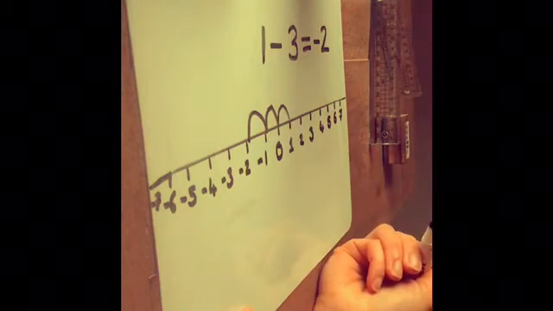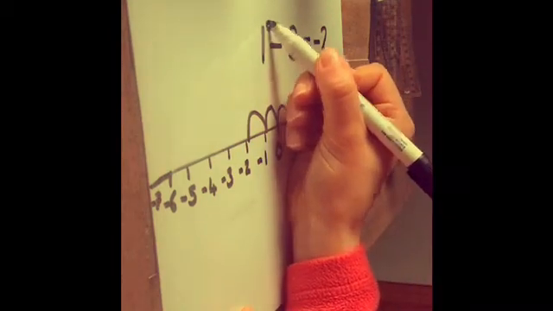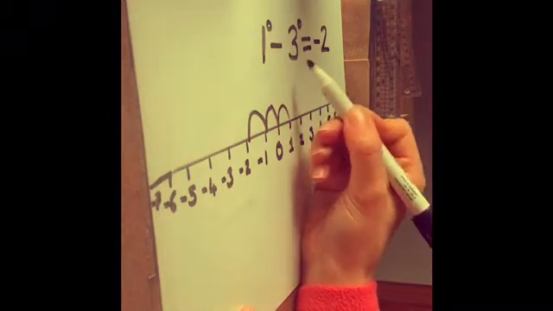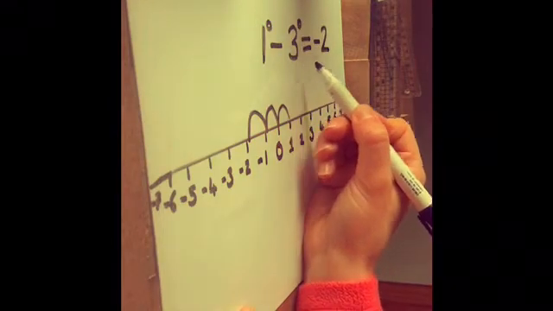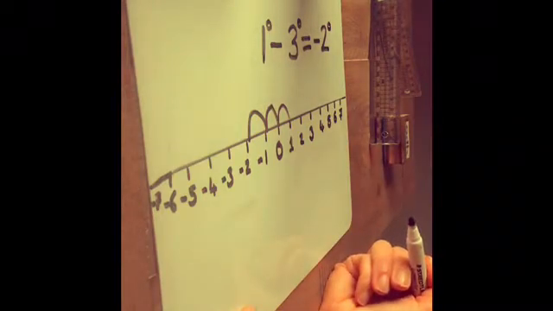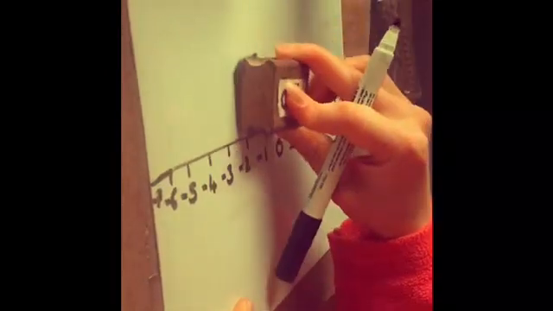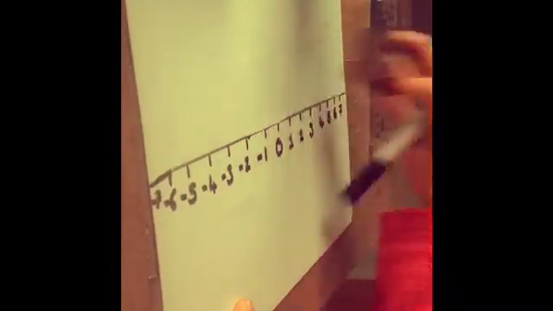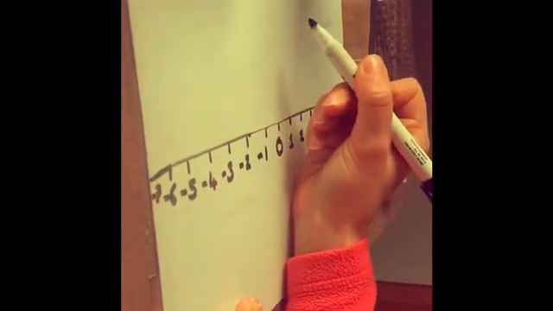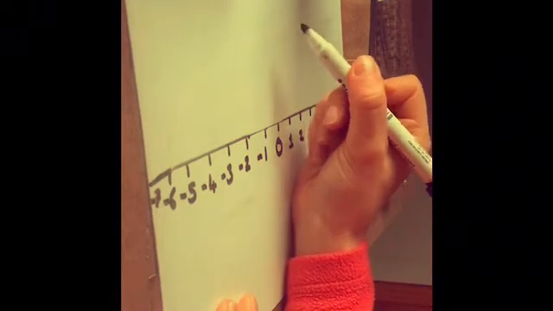So if we put that into the context of weather, if it was 1 degree and the temperature has dropped by 3 degrees, then the new temperature would be -2 degrees. Let me give you another one, and I want you to pause this video to see if you can work it out yourself. You can maybe draw your own number line on your whiteboard to help.